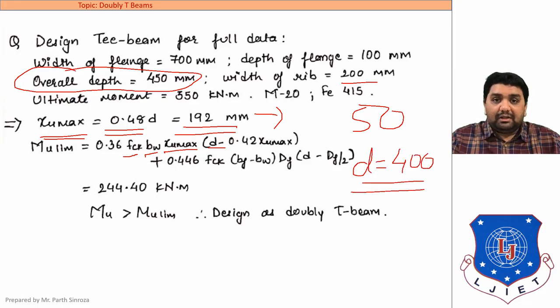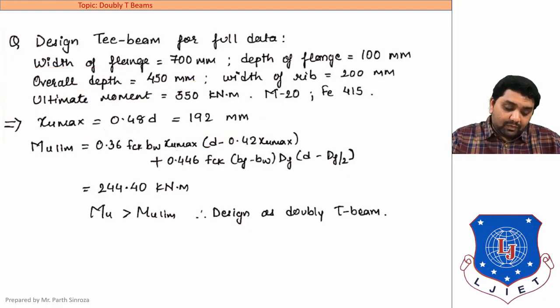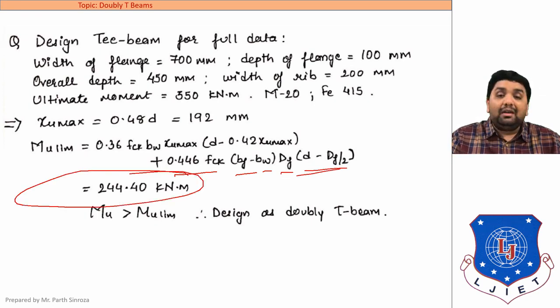Clear? This is general for all the cases, that is either it will be for singly RC beam, for WRC beam, or for T beams. This will be same. So small d, that is effective depth, will be taken as 400 mm. And here again bf, bw are prescribed in the question, Df is also prescribed in the question. So we will be getting the answer of Mu lim as 244.4 kilonewton meter.